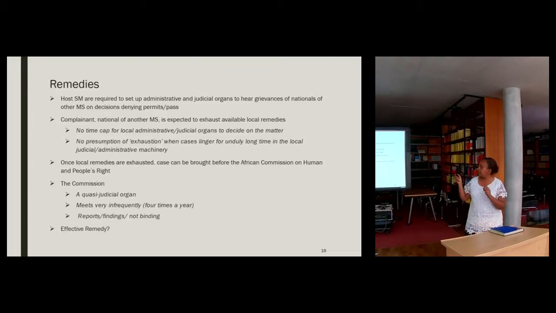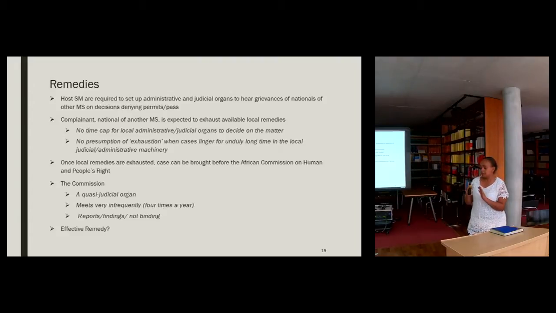And then the other thing that I wanted to look at is the remedy which is available in the protocol. If, for example, I traveled to one of the African countries and applied for a work permit or a residence permit, and the officer denied that, what remedies do I have? One of the first things it says is states have an obligation to set in place judicial and administrative procedures to hear complaints from decisions of customs officials.